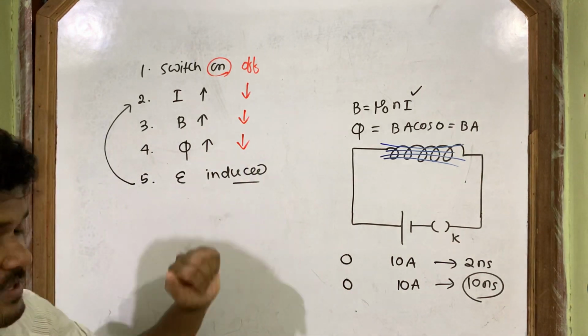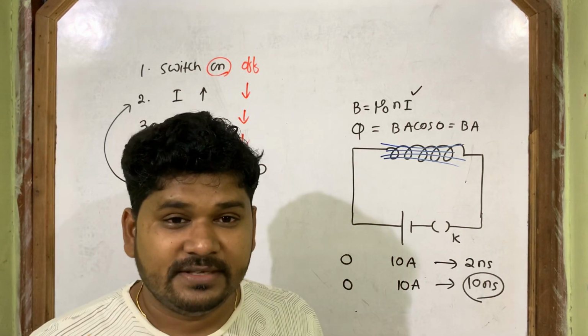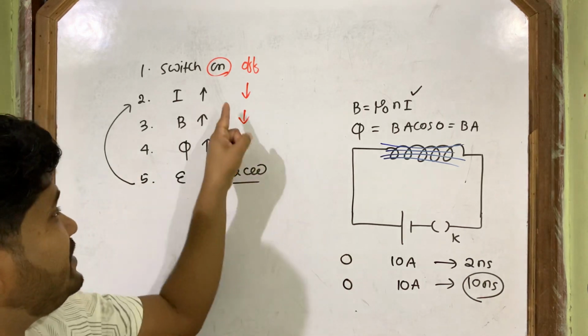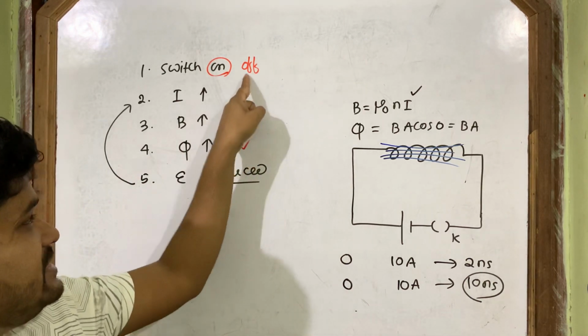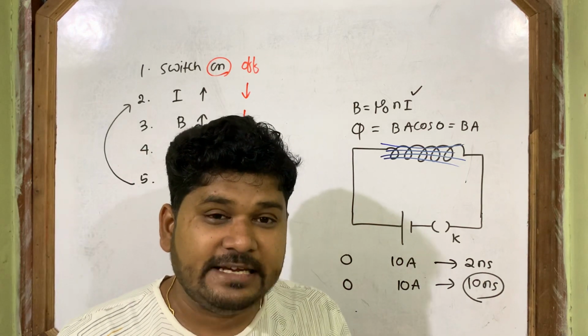So now again EMF is induced. And that induced EMF will oppose what? The decrease of current. The decrease of current is its cause, it will oppose this cause. Decrease of current means it will not allow the current to decrease easily.